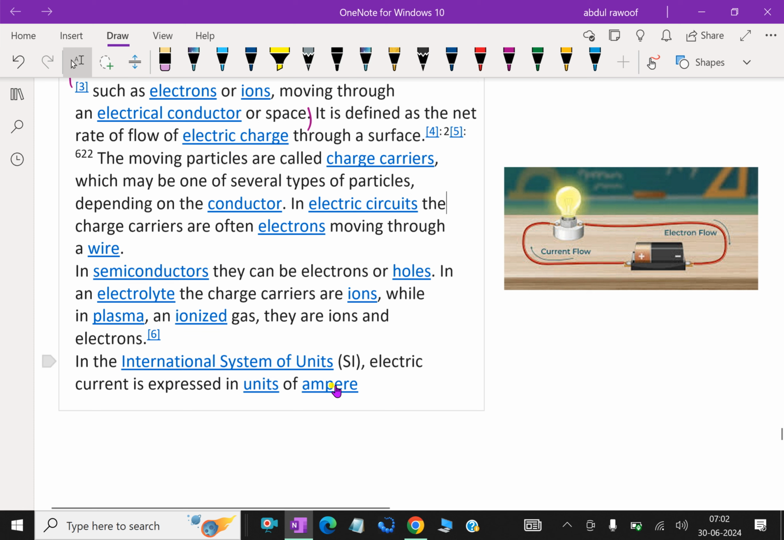The current I of electricity exists in a region when a net electric charge is transported from one point to another in the region. Suppose the charge is moving through a wire. If a charge Q is transported through a given cross-section of the wire in a time t, then the current through the wire is I equal to Q by t. The current equals charge by time.